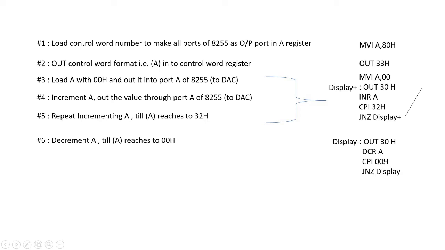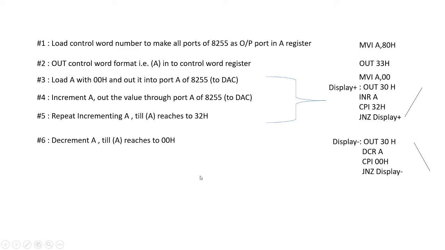If it has not reached 00, we need to repeat this process: out, again decrement, compare with 0, and so on. So by means of this loop, we can obtain the second part of the triangular waveform like this. By combining this and this, we can obtain a triangular waveform.